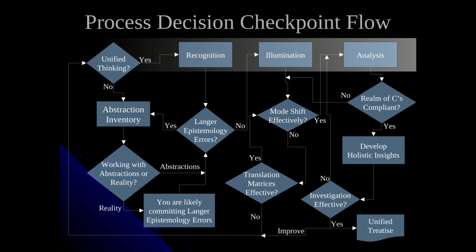If there's any element here that you do not understand, then click that link, read that material, and study it until you understand what the intent of it was. Anyway, once you understand what a Langer epistemology error is, and that you're not committing them, which is a big deal all by itself, then that's the gate. So then you can go forward into the illumination phase and ask yourself if you're mode shifting effectively.